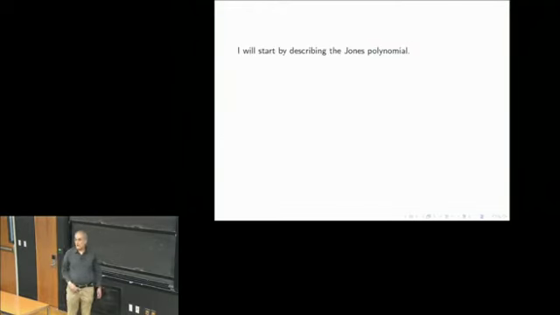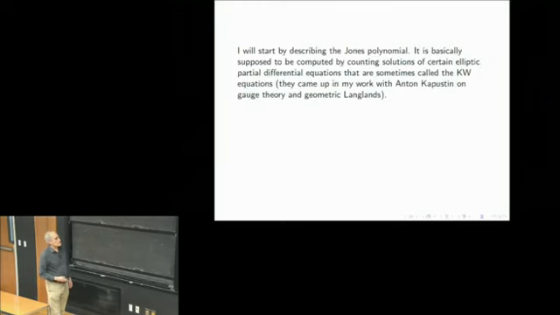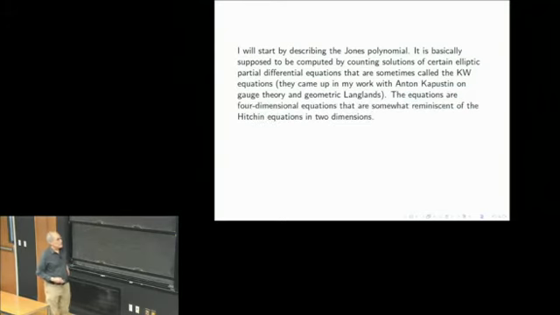I'll start by describing the Jones polynomial, because as you'll see, from the point of view that I'll use in describing the Jones polynomial, the extension to Khovanov homology follows from some simple but lucky facts. The Jones polynomial will be computed by counting solutions of certain elliptic partial differential equations that people sometimes call the KW equations. They came up in my work with Kapustin on gauge theory and geometric Langlands. The equations are 4-dimensional equations that are somewhat like the Hitchin equations in 2 dimensions.